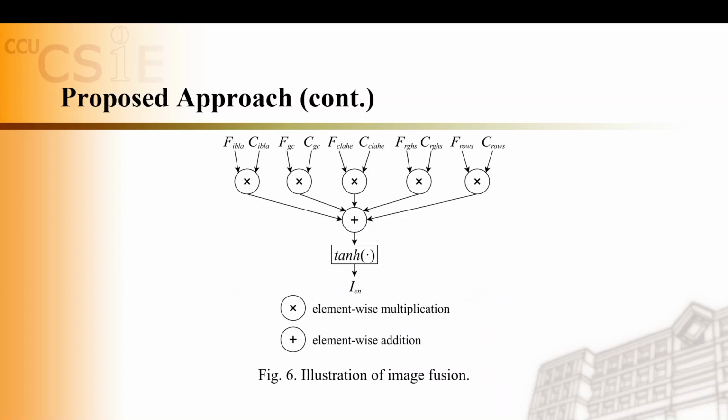Figure 6 shows the image feature architecture.